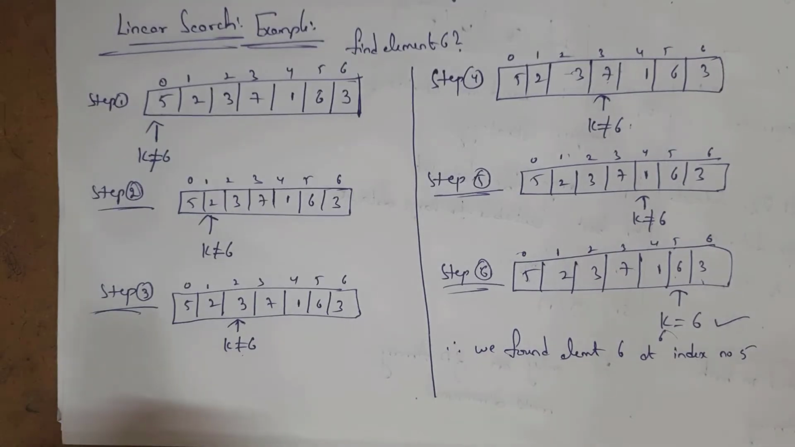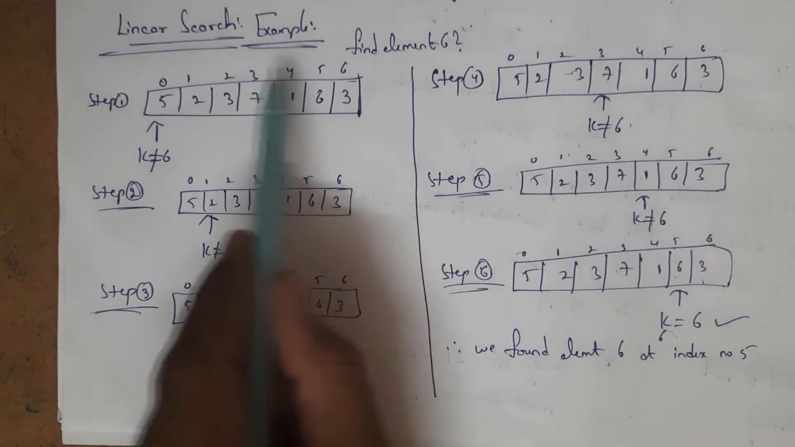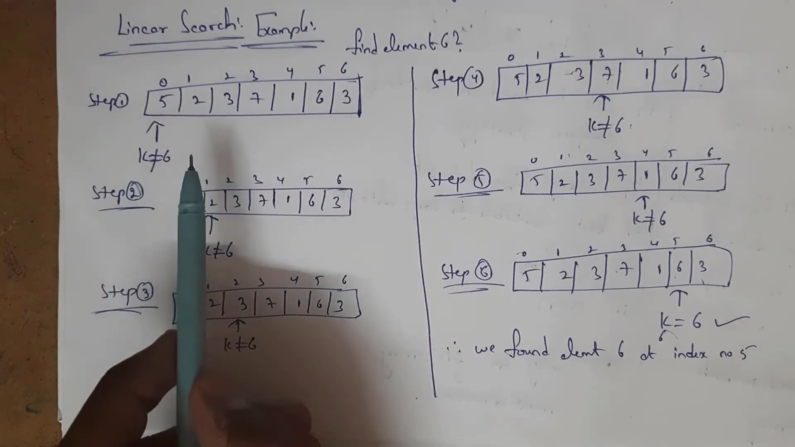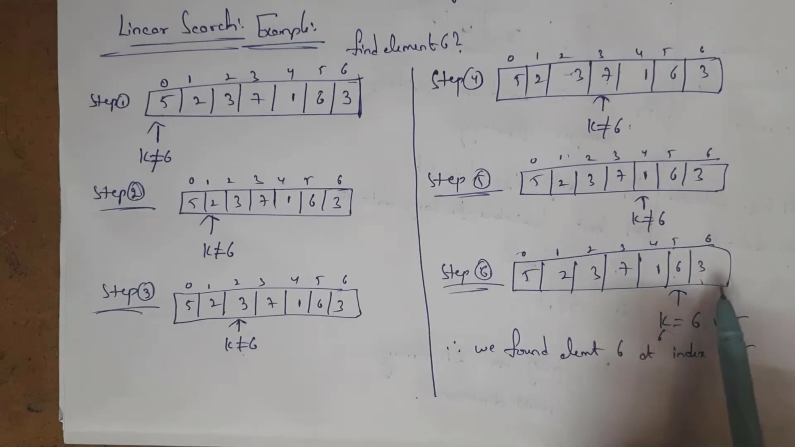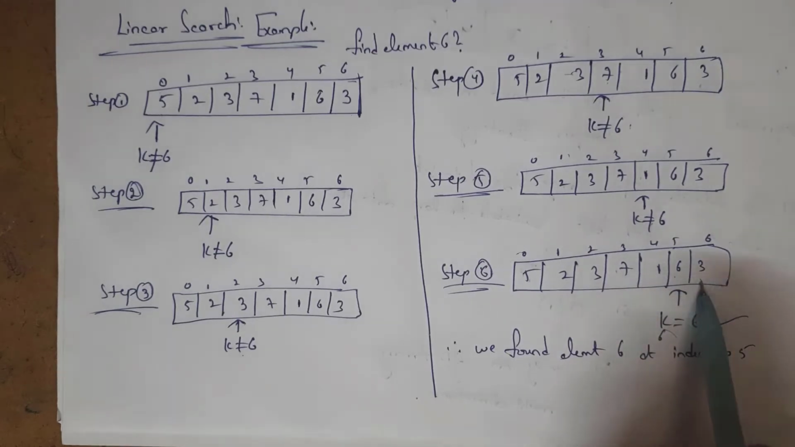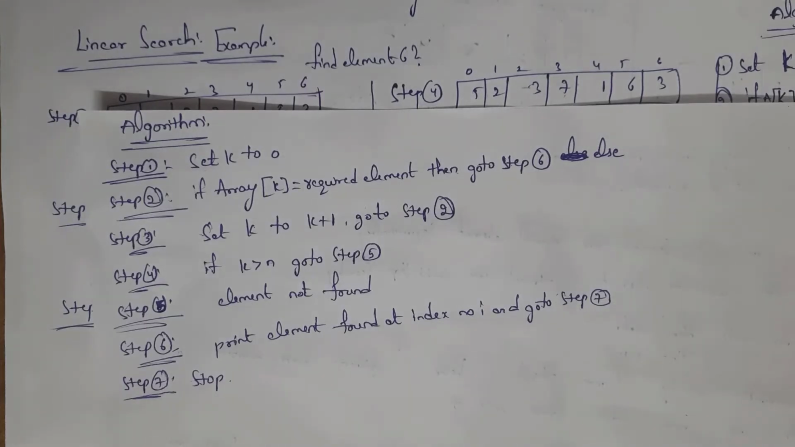For example, if I want to find element 30, but element 30 is not present in this array. At that time, we will keep on searching each element, and when the cursor reaches the last position, then you need to write "element not found." This is an algorithm for linear search.